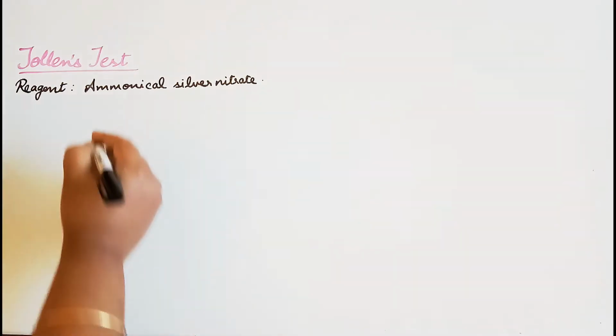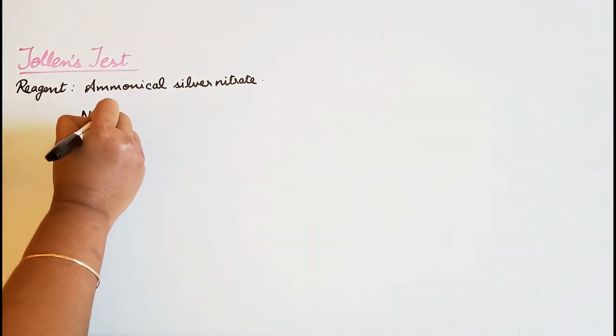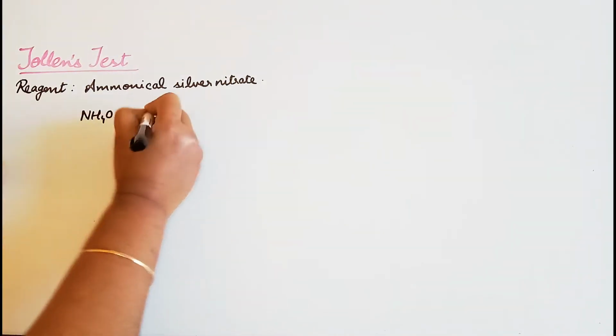Aldehydes and ketones are basically differentiated based on their reactions with a mild oxidizing agent. In this video there are two tests that we'll be learning about, Tollen's test and Fehling's test. In this video we are going to be talking about Tollen's test. The reagent used is ammoniacal silver nitrate, which is formed by mixing ammonium hydroxide and silver nitrate.